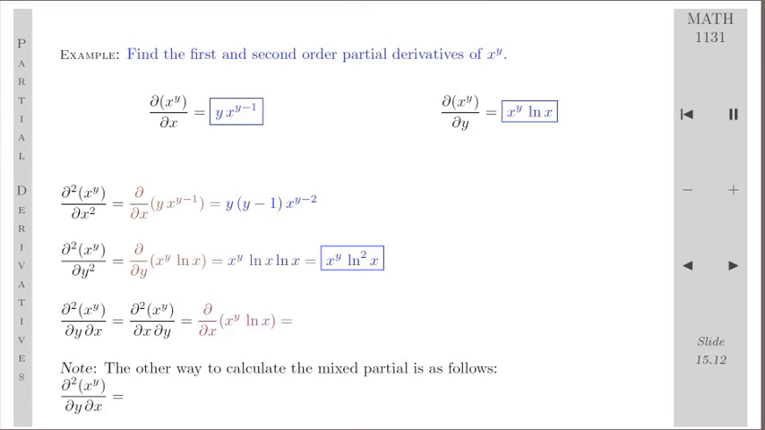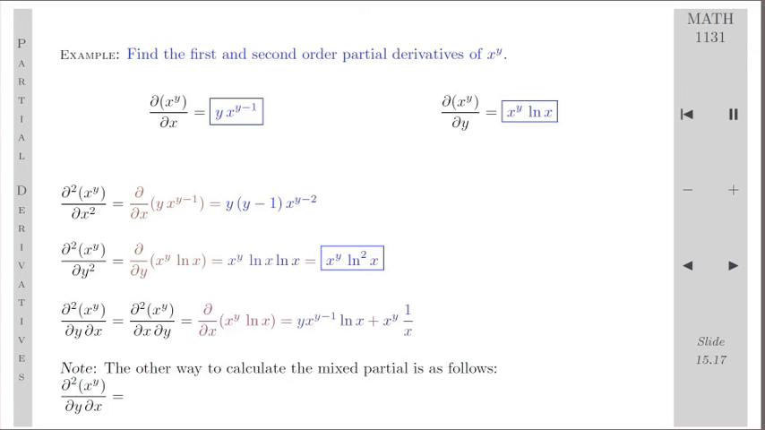If I use the power rule, I get the old exponent times the variable to power 1 less, that's y x to the power y minus 1, times second factor ln x, plus the first factor x power y times derivative of the second factor. The second factor is ln x. Its derivative with respect to x is 1 over x.